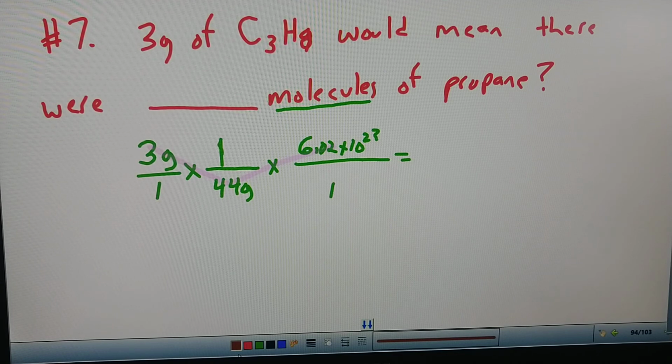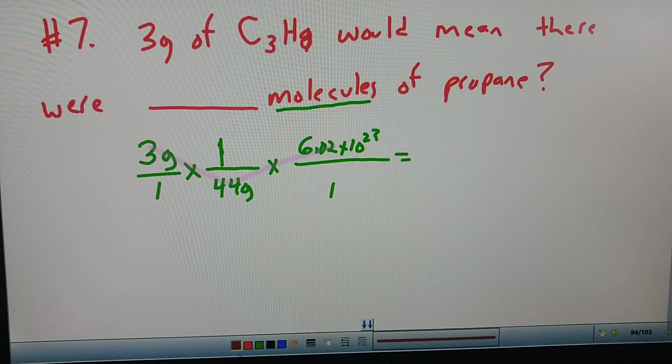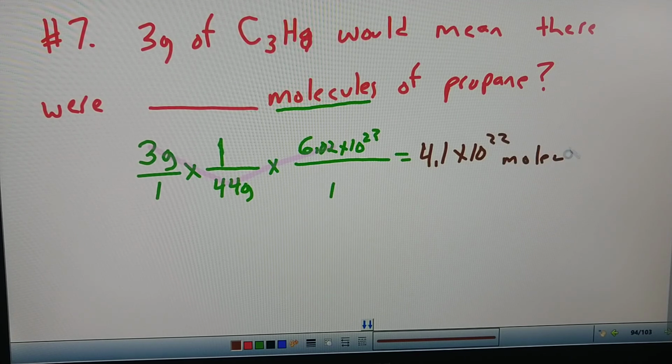3 divided by 44 times 6.02 EE23 equals. I got 4.1 times 10 to the 22nd. 4.1 times 10 to the 22nd molecules. Excellent. Number 8.